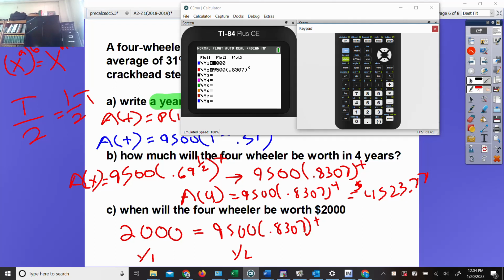Zoom how? Zoom 6. Same way it's been since last year. Zoom, scroll to 6. Press enter. Why don't you see anything? You gotta look up. You literally put 2,000 in Y1, which you better know is a horizontal line where Y is 2,000, or you ain't learned anything yet. Which means you look up above what? 2,000. Window. What's a good number for Y max?